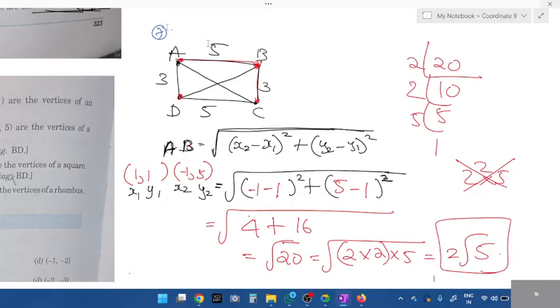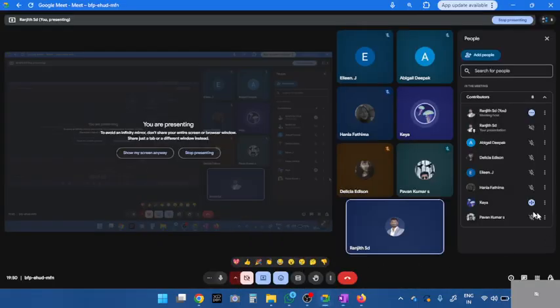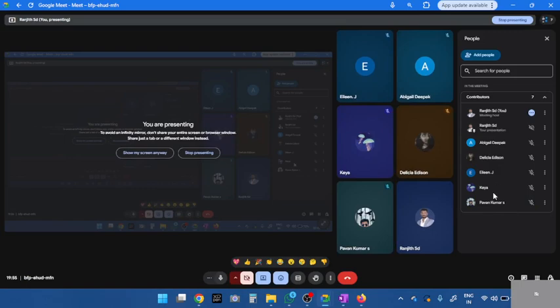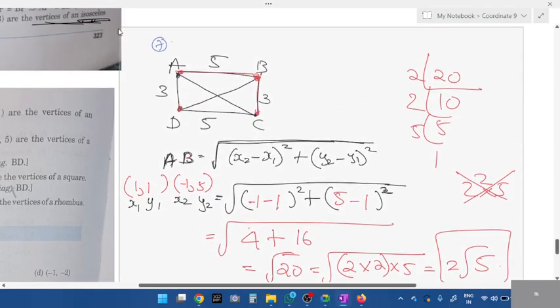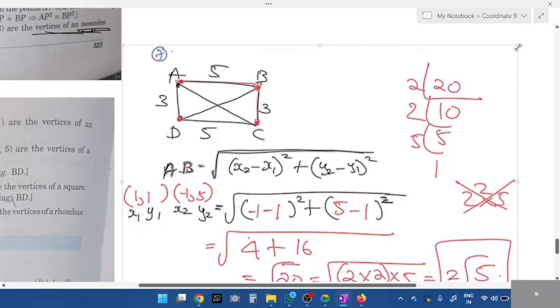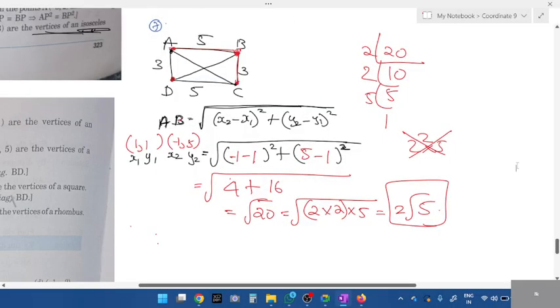Now next BC. I'll ask some other student. I'll ask BC. Delisha, you understood what I explained? Tell me BC now. First complete this. All of you complete it. Next you should answer what BC stands for.